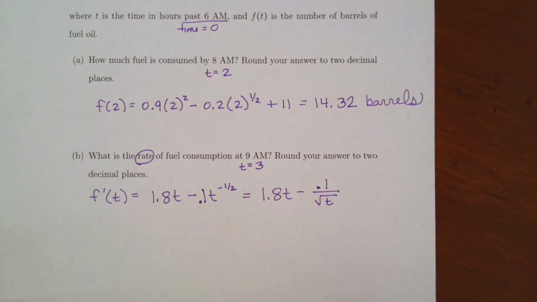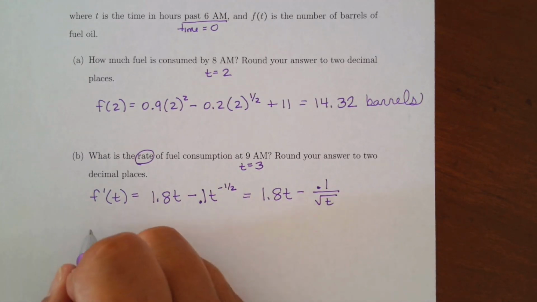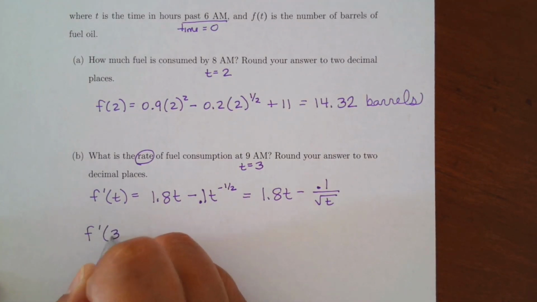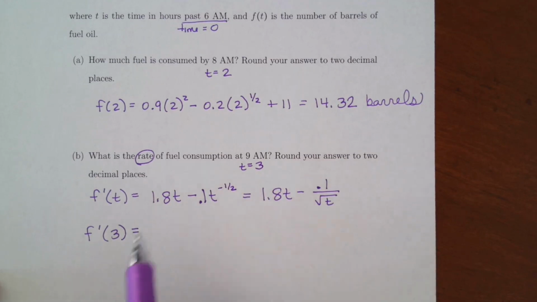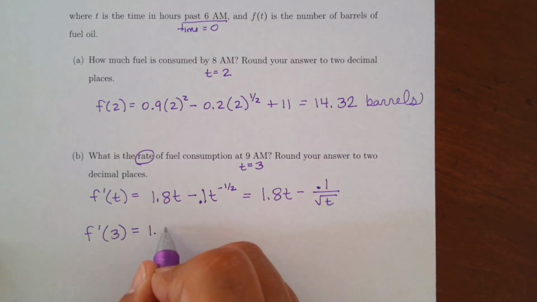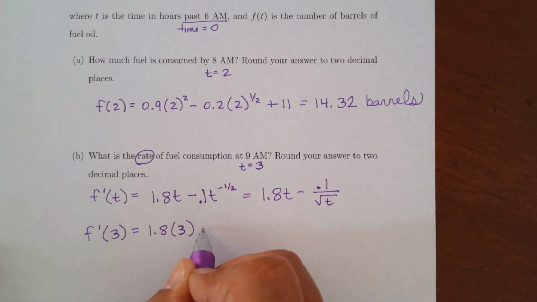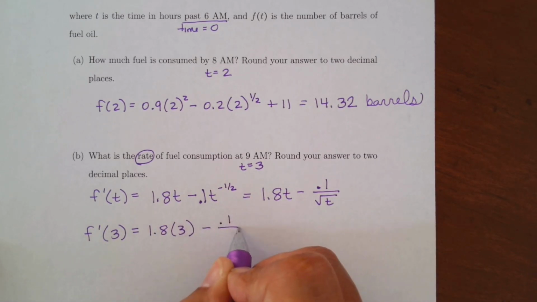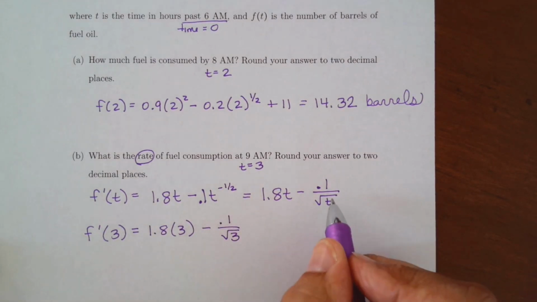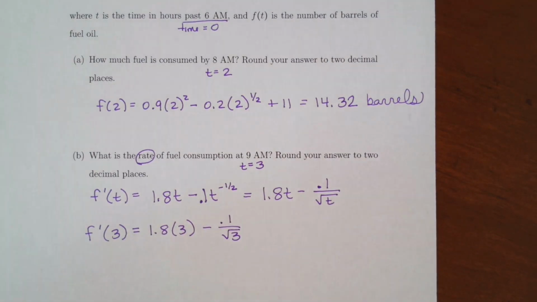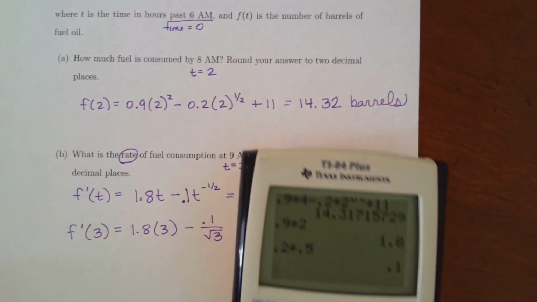So we are going to let t equal 3. So now we want to find the rate at 9 a.m., which is 3 hours past 6. Plug it into here. So 1.8 times 3 minus 0.1 divided by the square root of 3. I'm going to plug it in there. You can do it here. Doesn't matter. Okay. Put that in your calculator.